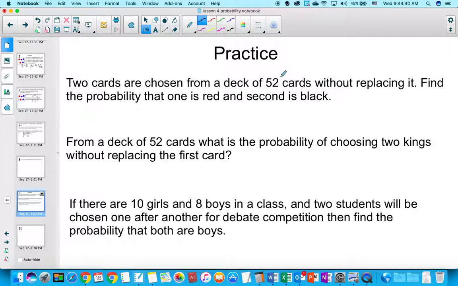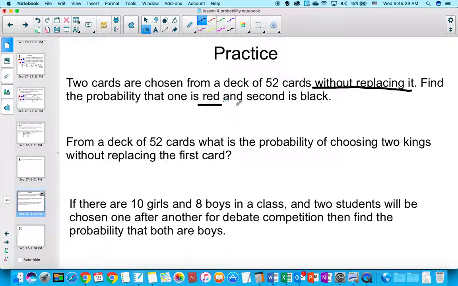So 2 cards are chosen from a deck of 52 cards without replacing it. Find the probability that one is red and the second is black. Well, key trick here: when you're trying to figure out if it's dependent or independent, that should be your first step. Always try and figure out if you're dealing with independent or dependent events, and make sure you mentally note it or write it down somewhere so you don't make the mistake of changing the probability when you didn't have to, or not changing the probability when you did have to. So key here is without replacing. You're taking two cards out of 52, right?